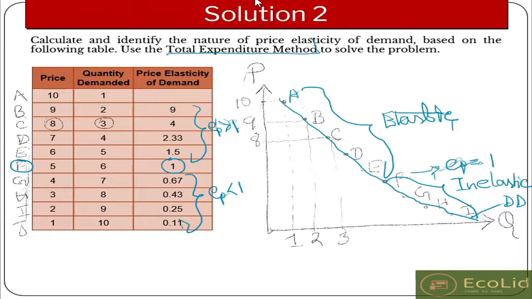I hope your concept is clear that how we can identify the price elasticity of demand by using a demand curve by using the total expenditure method. So if you have any doubt, you can ask me later.